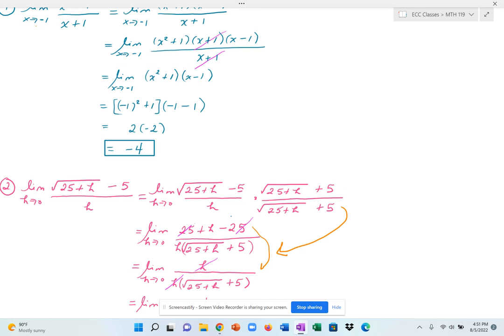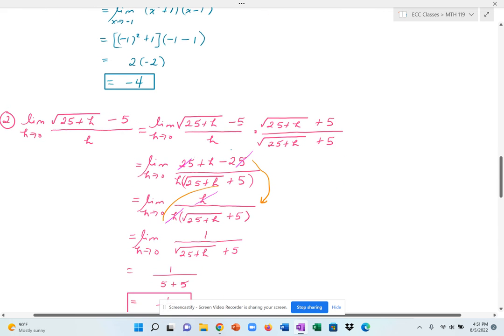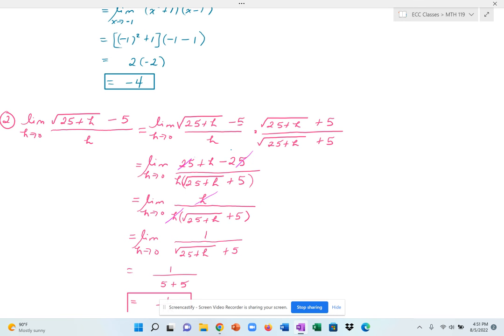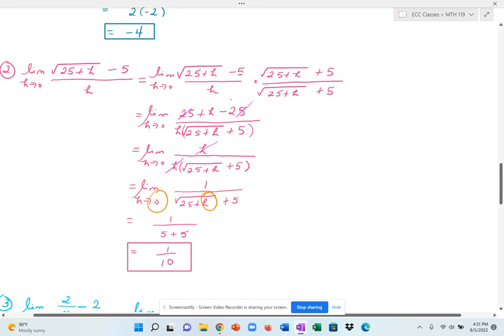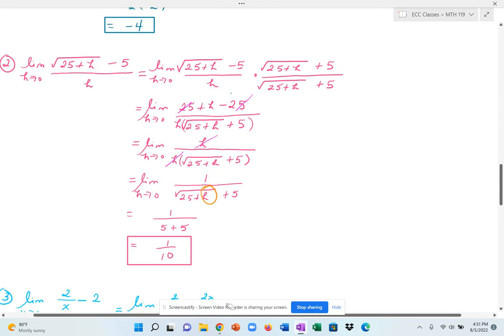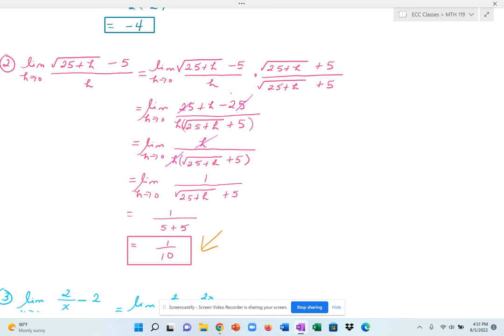So my numerator is just h, and my denominator is h times the square root of 25 plus h plus 5. Then the h's will cancel, and at that point you're left with the expression on the next line. That's where you can now see that I can just plug in the 0 for h and get a number. So when I do, you end up with 1 over 5 plus 5, because the square root of 25 is 5, which gives me an answer of 1 over 10. So this limit is equal to 1/10.